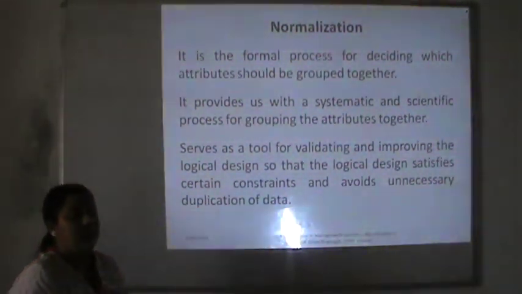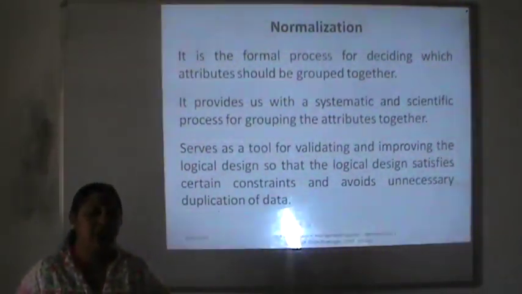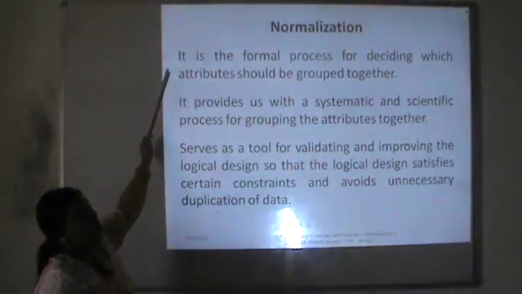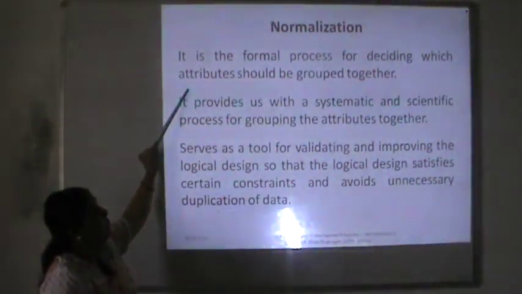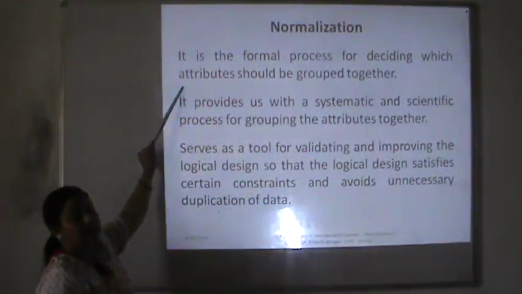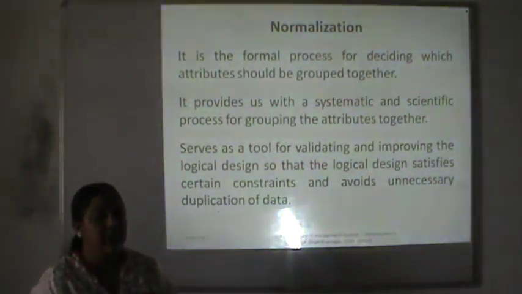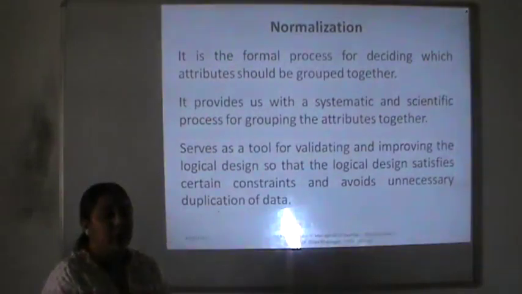Coming to normalization. Now, what is normalization and why do we need it? Normalization is the formal process for deciding which attributes should be grouped together. Now, when we learned the guidelines of a good database design, the issue was how to decide which attributes will fall into which relations.